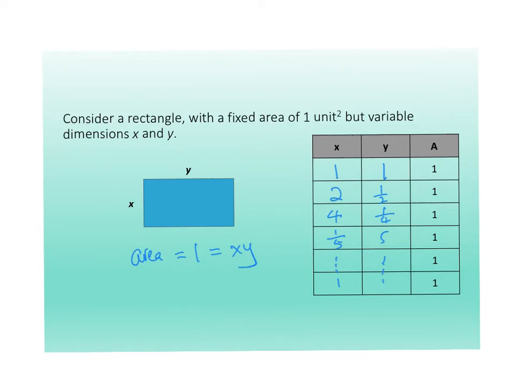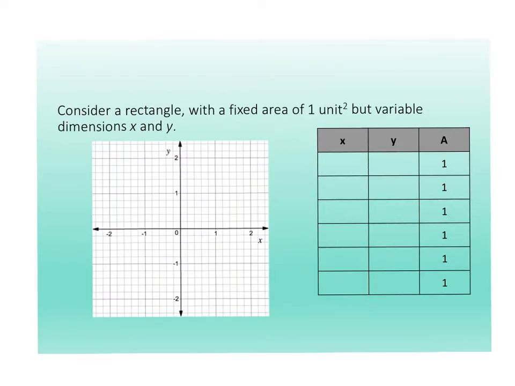Now, what I'm going to do is sketch the fixed area of 1 unit square on the Cartesian plane. I'm going to start off with when x is 1, y is 1, which is this point here. When x is 2, y is a half. And when x is a half, y is 2, and this is somewhere here. If you join the 3 points, you actually get a hyperbola.